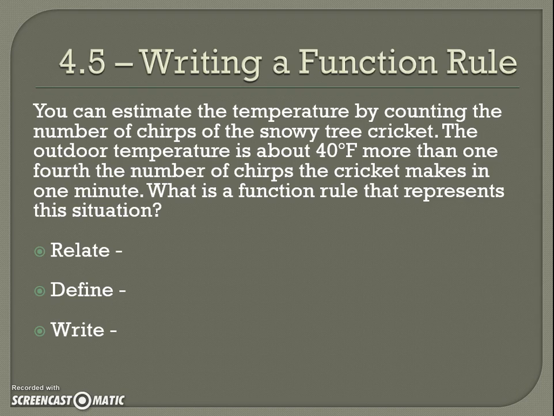All right, so let's start with this first one. It says you can estimate the temperature by counting the number of chirps of the snowy tree cricket. The outdoor temperature is about 40 degrees more than 1/4 the number of chirps the cricket makes in 1 minute. What is a function rule that represents this situation?